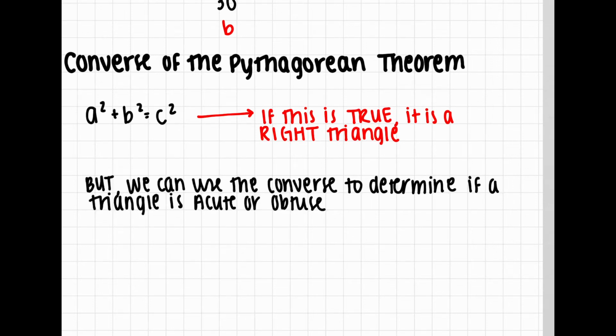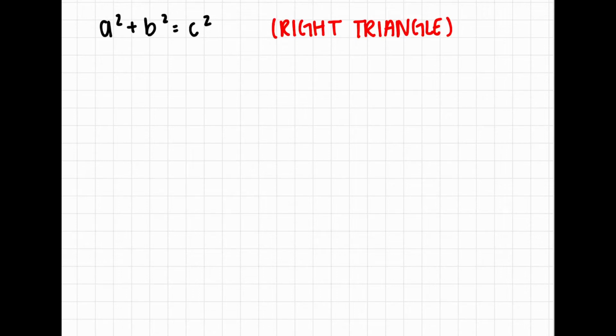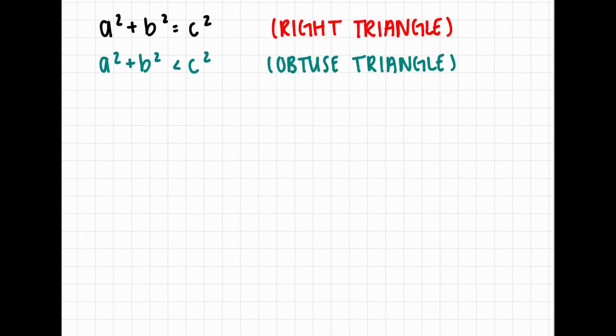But we can also use the Pythagorean theorem. We're going to actually use the converse to determine if a triangle is acute or obtuse. So remember, if you do the Pythagorean theorem and A squared plus B squared equals C squared is true, if the left equals the right, if it's 20 equals 20, whatever it is, that means it is a right triangle. Now, if A squared plus B squared is less than C squared, this would give you an obtuse triangle. And finally, if A squared plus B squared is greater than C squared, this would give you an acute triangle.